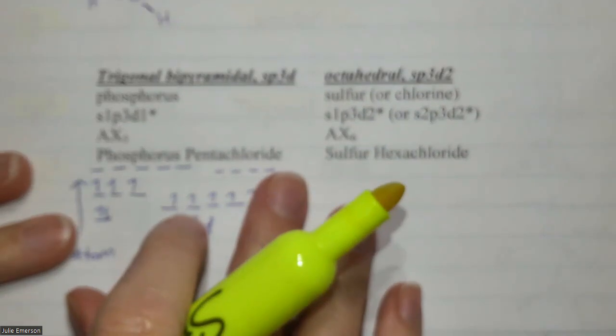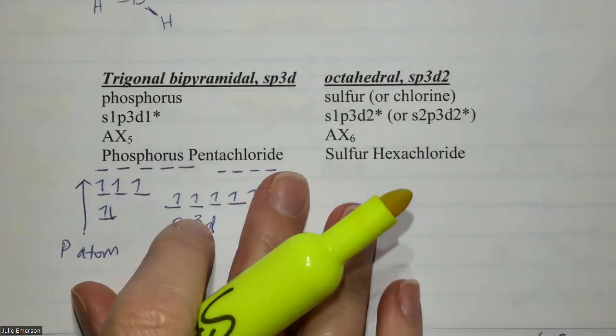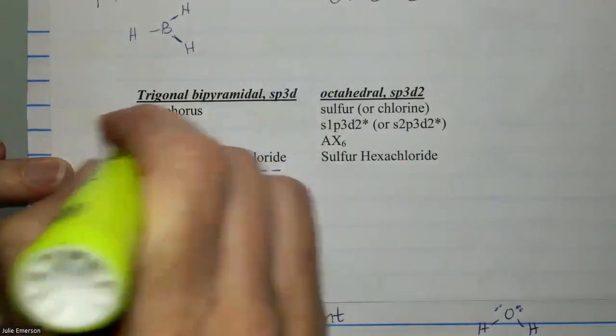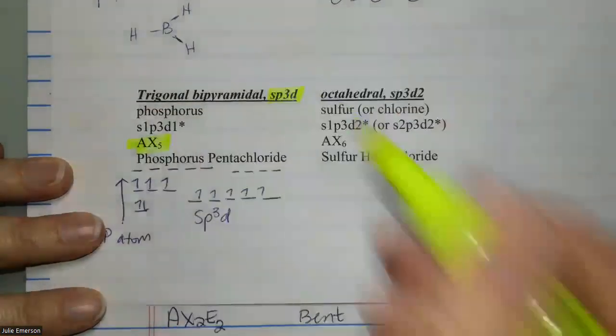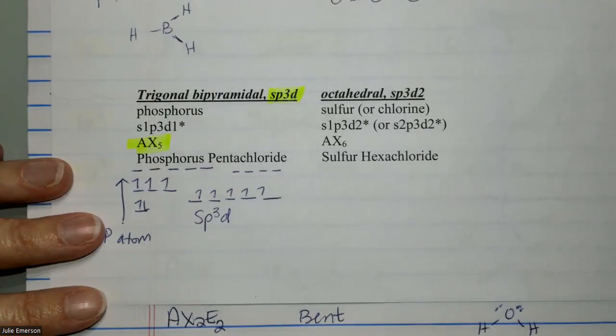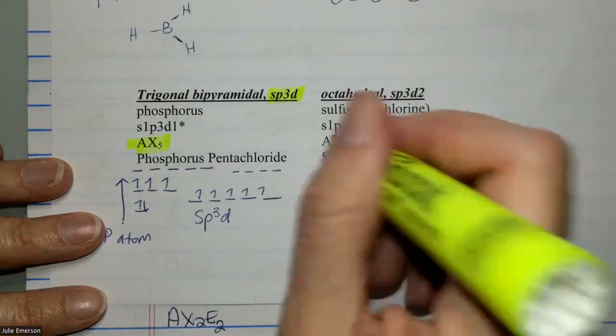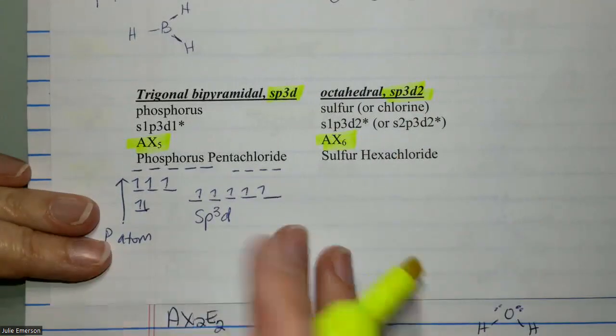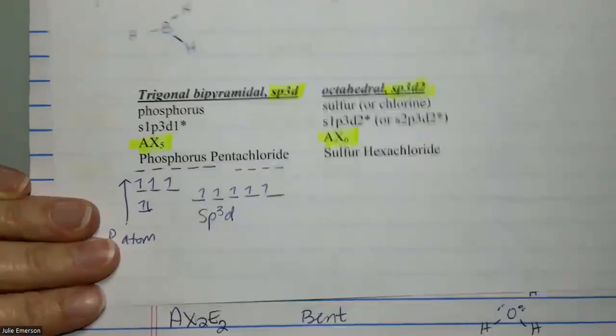All right. So when you have AX5, you need 5 orbitals, right? So 1 plus 3 plus 1, sp3d. If you have octahedral, there's going to be a total of 6, right? sp3d2. All right, we won't worry about that.